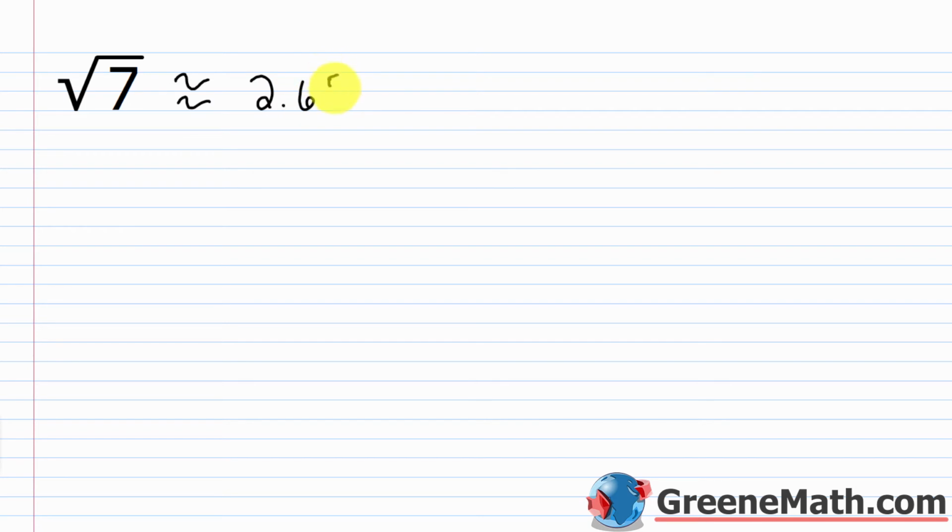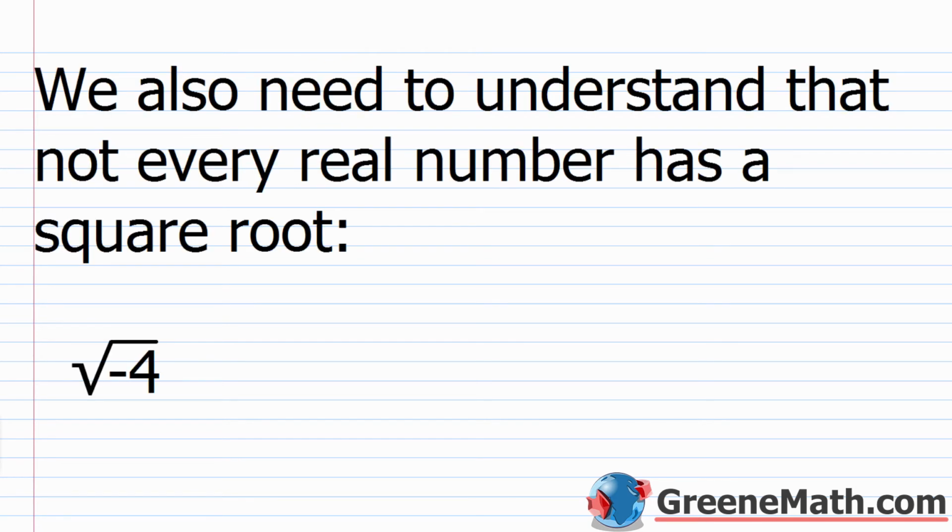All right, so now that we understand the basics of finding the square root of a number, and we know the difference in notation between finding the principal or positive square root and the negative square root, we've got to move into some harder material. So the first thing that students struggle with would be the square root of a negative number, okay? So we also need to understand that not every real number has a square root.